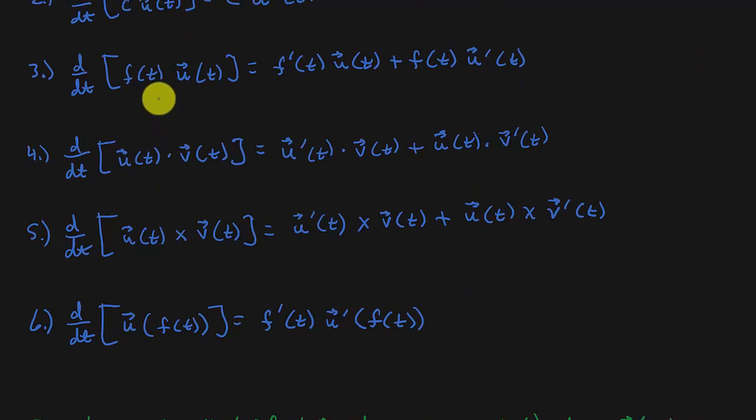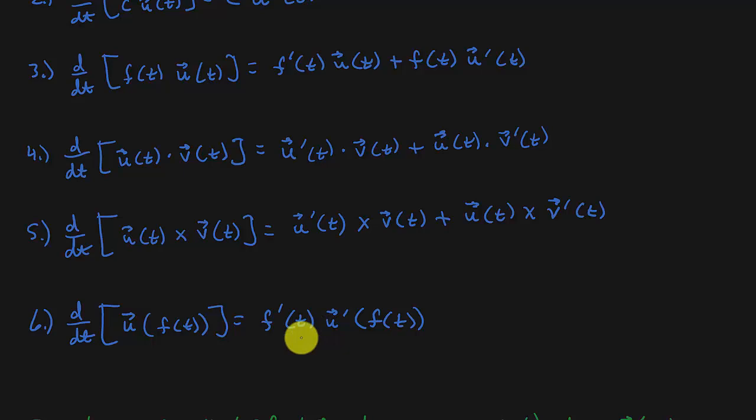And then we have f of t times vector u. Now, f is not a vector, it's a function. So that's just going to be the derivative of the function times vector u plus the function times the derivative of vector u. And then we have the derivative of the dot product. That's the derivative of u dot v plus the dot product of u and v prime, the derivative of v. And then we've got the derivative of the cross product. That's the cross product of u prime and v plus the cross product of u and v prime. And then vector u of f of t, that's f prime of t times u prime of f of t. And kind of think of the chain rule there.